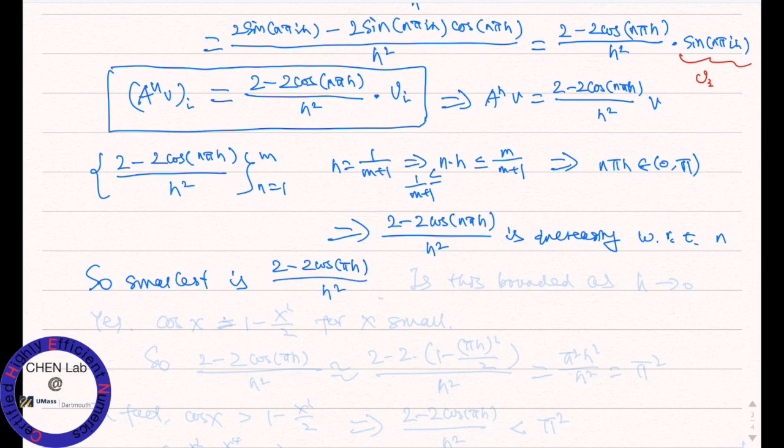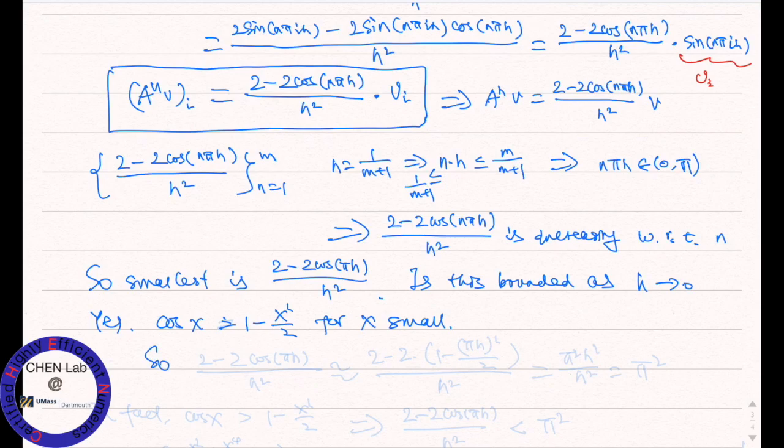The question is, is this bounded? Is this bounded as h goes to 0, for the definition of stability? And the answer is yes, because we have an expansion for cosine x. When x is small, this is 1 minus x squared over 2, by the Taylor series for x small.